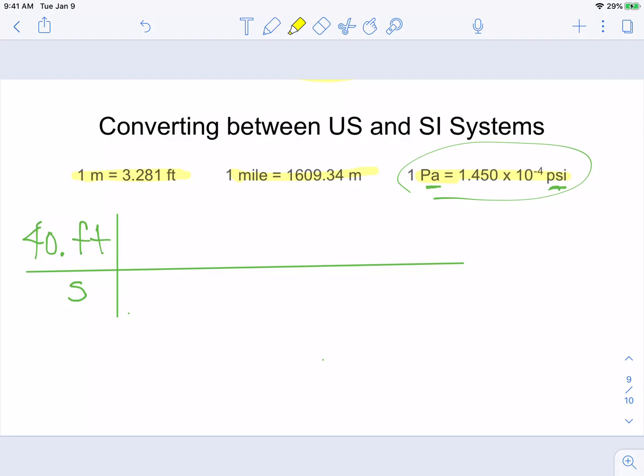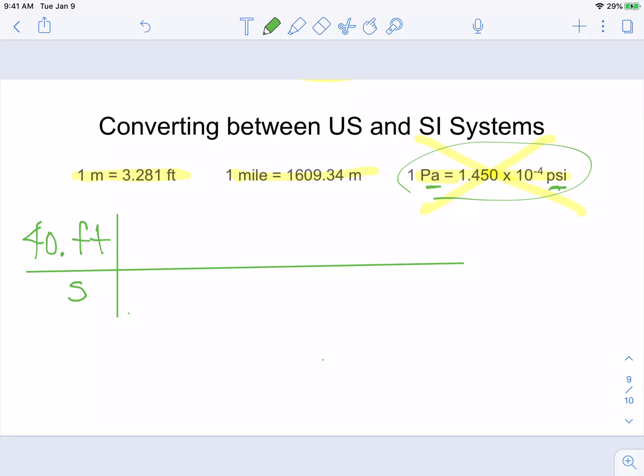Now, obviously, this last one, the Pascal one, is not helpful in this conversion, but I do have a conversion from feet to meters at the beginning, and I have a conversion from meter to miles. So let's pretend that we live in a silly world where all you know are those conversions there. And that's what we need to use to try to get to miles per hour.